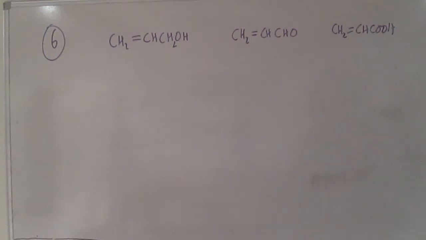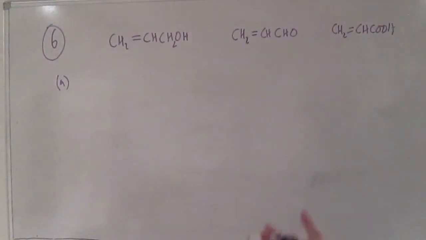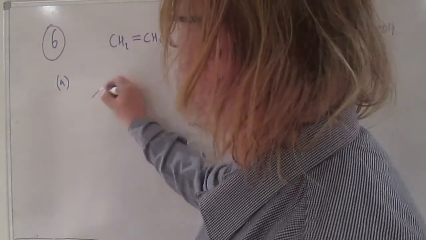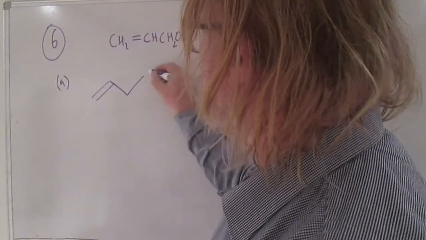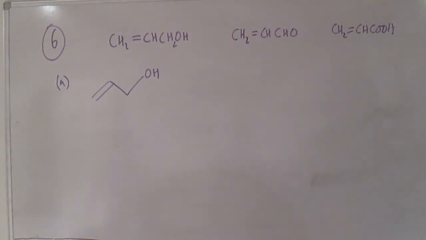Question 6, we have these three compounds drawn out as structural formulae, and the first thing it asks us to do is to actually draw out the structures. Easiest way to do that is going to be with skeletal formulae, although you could use displayed ones if you wanted to. So we've got CH2 double bond CH, and then we've got another carbon and the OH off there, so that's prop-2-en-1-ol, and it asks us to do it for this one as well.